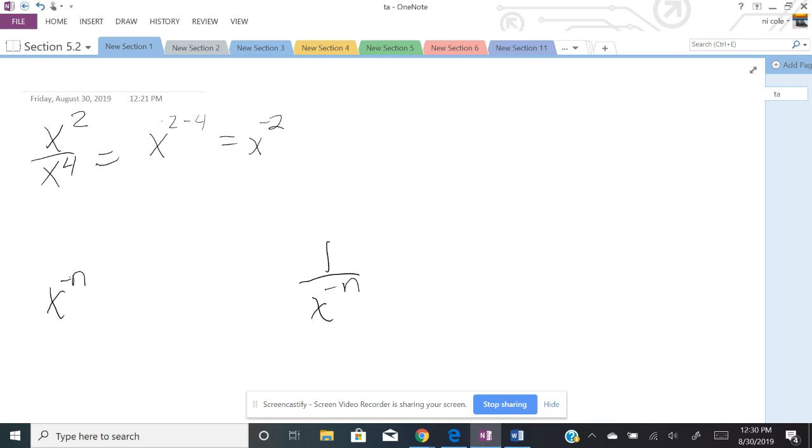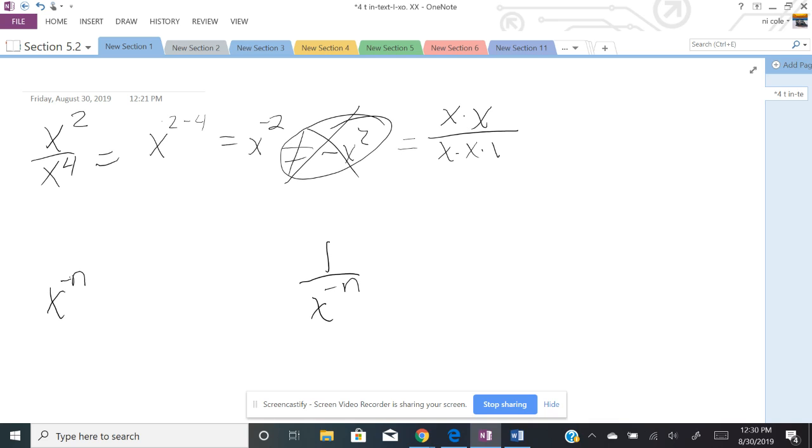In the world of mathematics, we never have a negative exponent. Plus, what does x to the negative 2 mean? It does not equal negative x squared. These are not true, so do not give me that answer. Rather, let's go look at the beginning of the problem. This would be x times x over x times x times x times x.